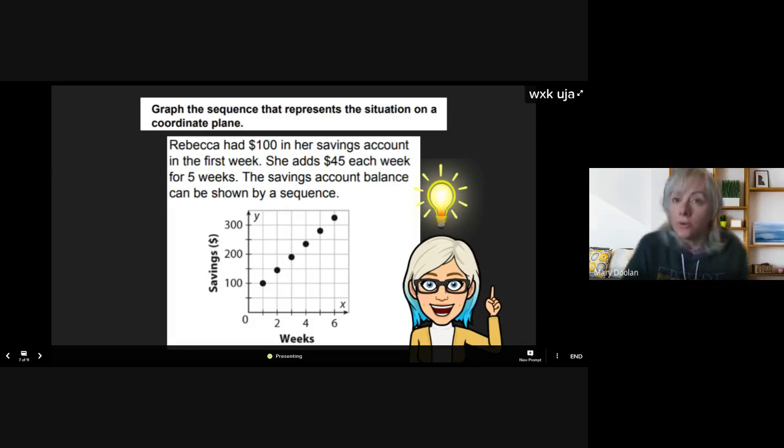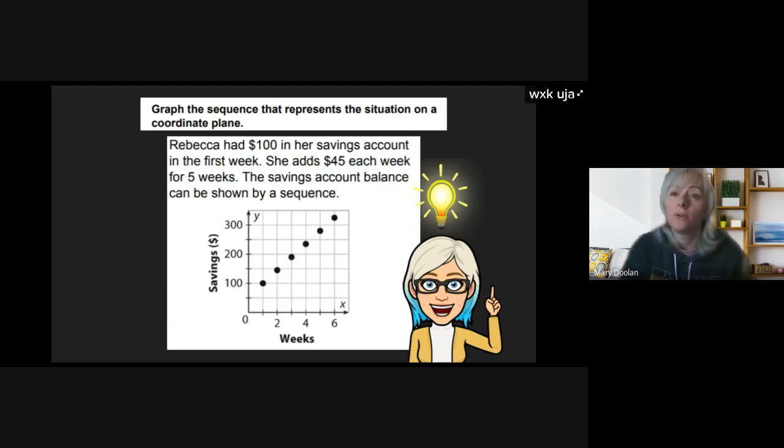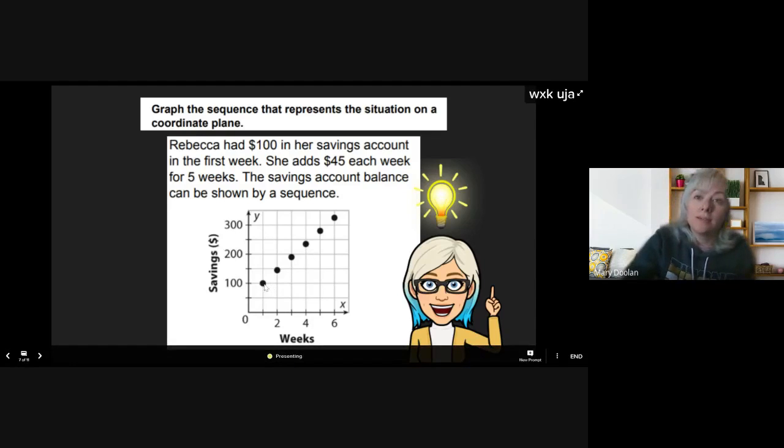Now we're not going to connect the dots. We're going to leave them just like that. It's tempting to put a line through dots, but this is something that's happening every week. There's not something that's happening in between the dots. So your function is just these dots here. This is our graph sequence.